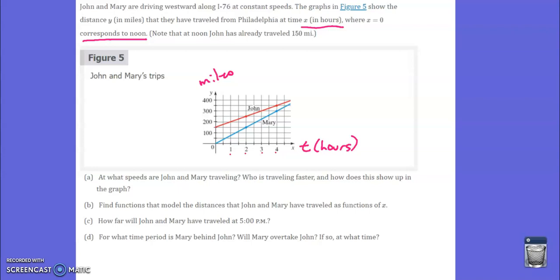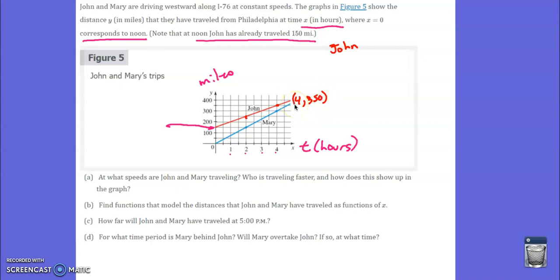It says, note that at noon, John had already traveled 150, which you can see right there. So initially, John had already been traveling. I want you to notice a couple of things. For letter A, notice the question: we've got John and Mary. Let's look at John first. Specifically looking at John, notice the 2 points that we have from here to here. We want to do rise over run, or you can think of it as points. So this would be like the point 4, 350.